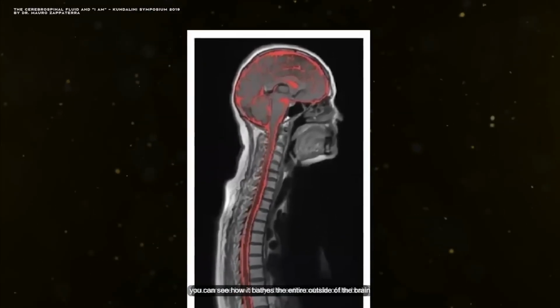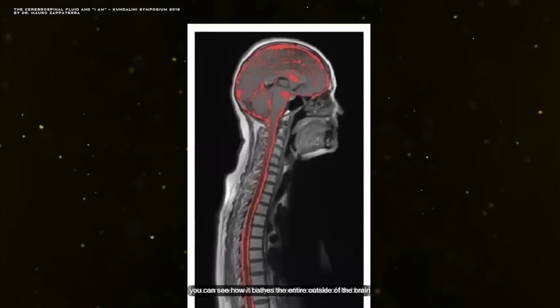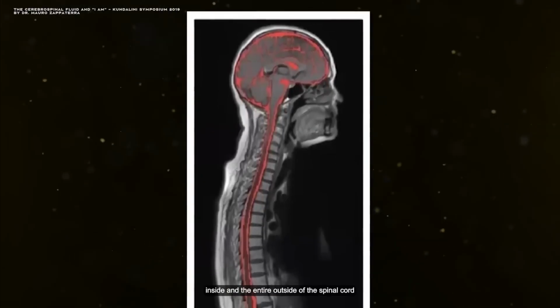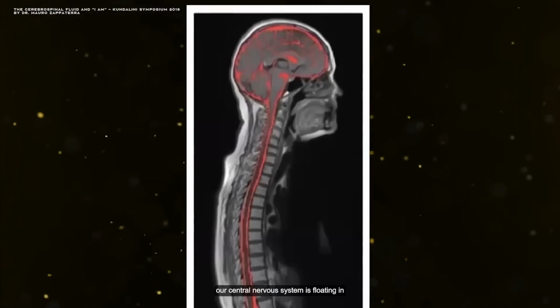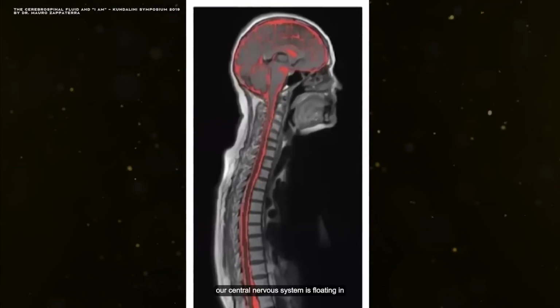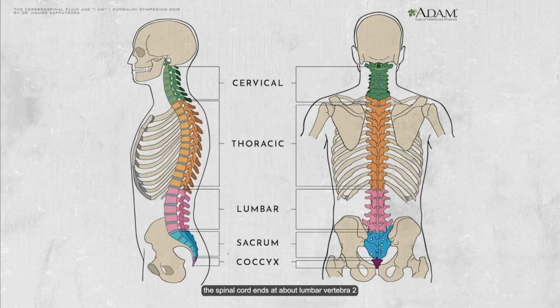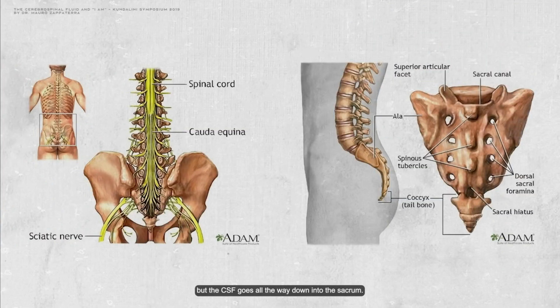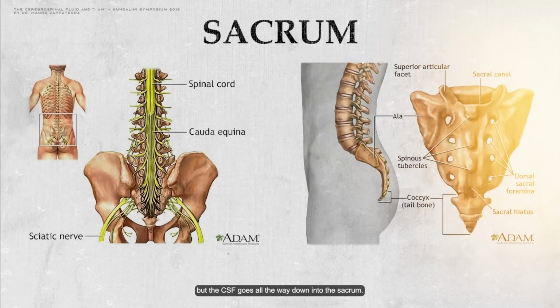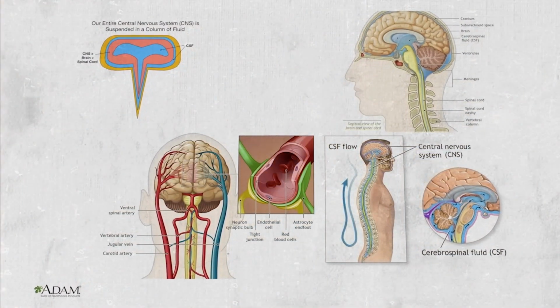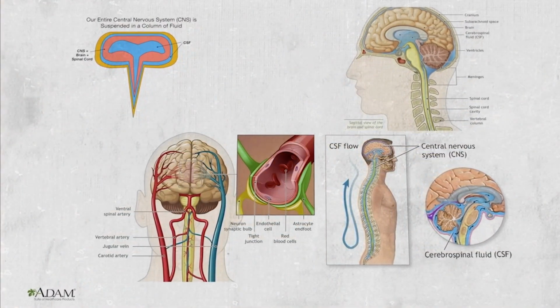From this image, you can see how it bathes the entire outside of the brain, as well as the spaces inside and the entire outside of the spinal cord. Our central nervous system is floating in and being bathed by CSF. Interestingly, the spinal cord ends at about lumbar vertebra 2, but the CSF goes all the way down into the sacrum. So, it's important to know that the human central nervous system is remarkably suspended in a column of fluid.